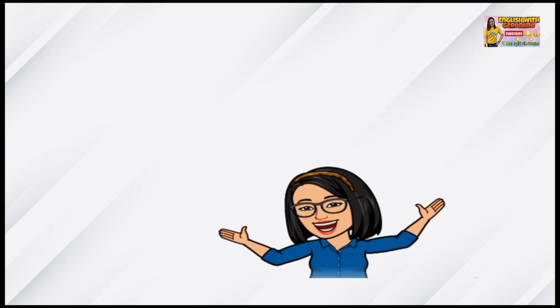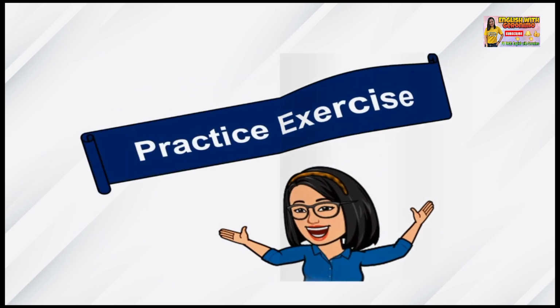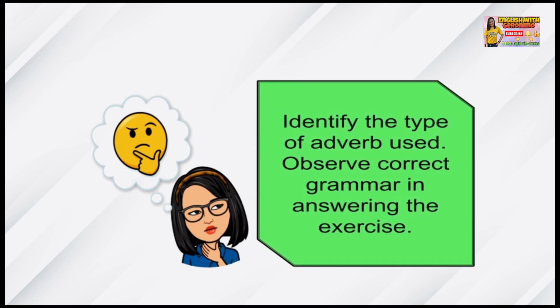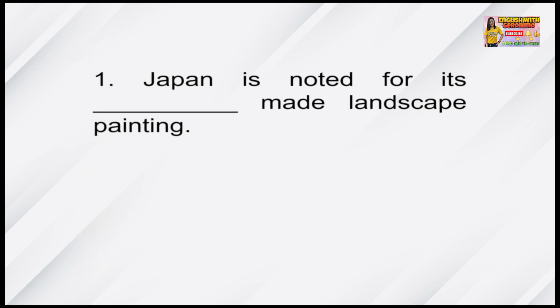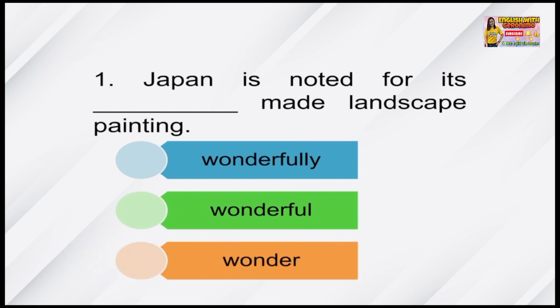Let us try to check if you learned adverbs by now. Time for some practice exercise. Which is the most appropriate adverb to use in the following sentences? Identify the type of adverb used. Observe correct grammar in answering the exercise. Number 1. Japan is noted for its blank-made landscape painting. A. Wonderfully, wonderful, wonder.